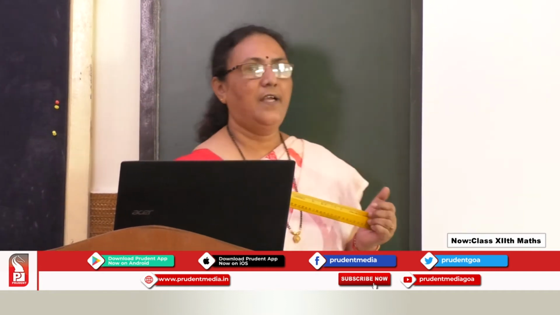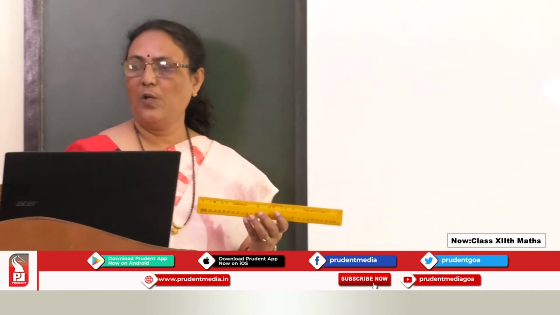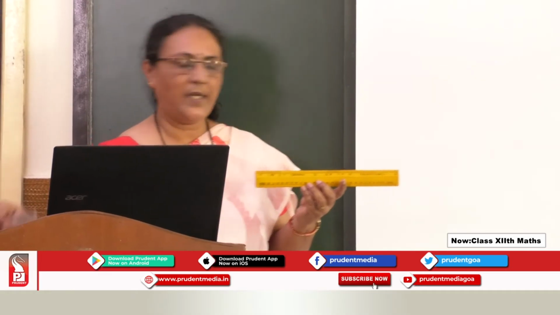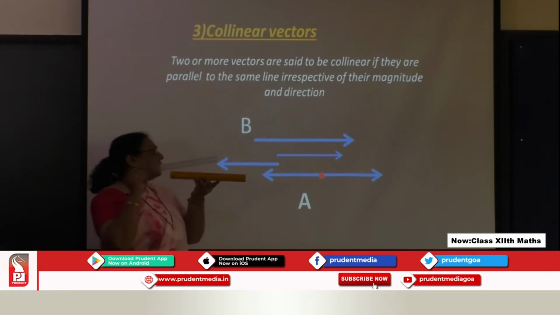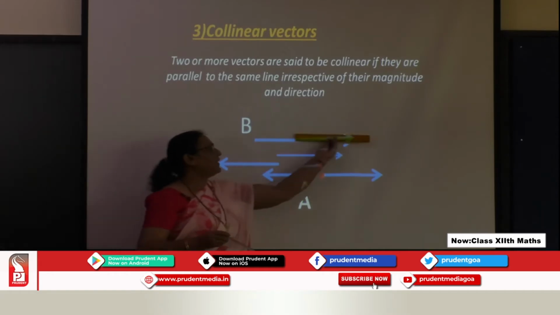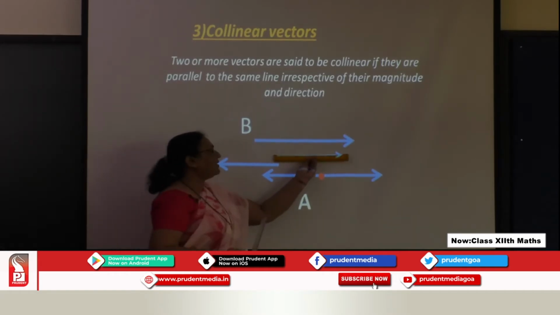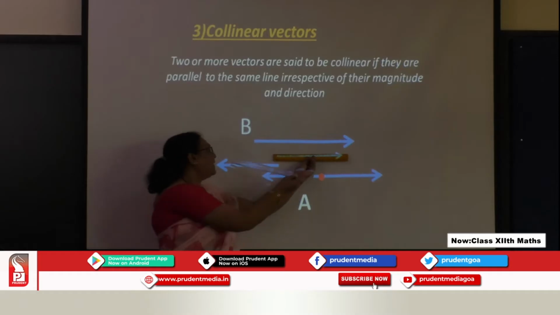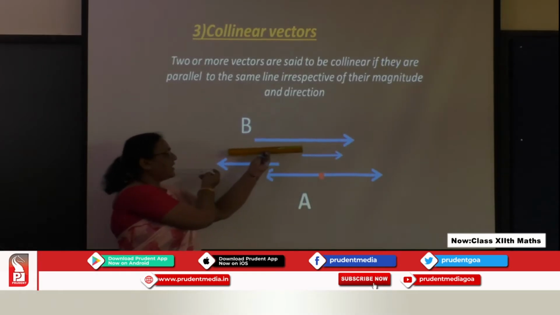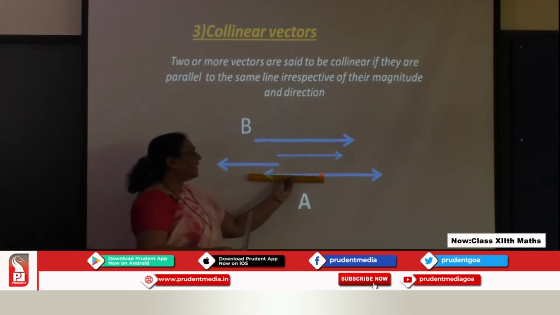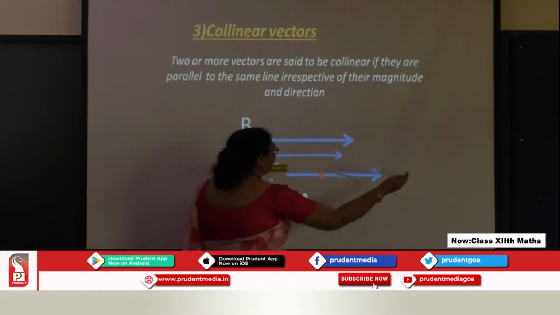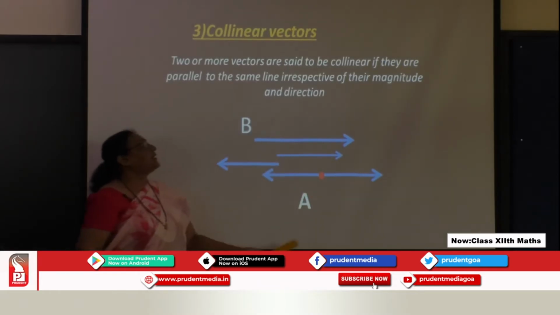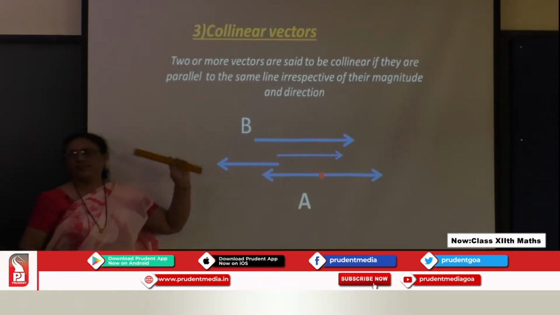Collinear vectors. Just now you saw in the video, two planes are moving like this. So those are parallel vectors. Now see this, it's moving in this direction. The other one is also moving in this direction. Here also it's moving in the opposite direction. This is going this side, this is going this side. The initial point is the same, but one is going this side, one is going this side. So this type of vectors are called collinear vectors.